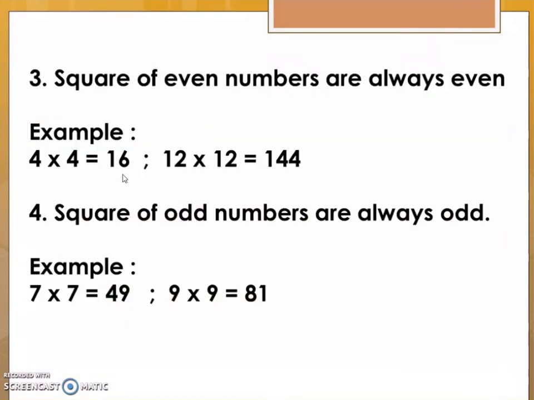Third property is that square of even numbers are always even, and fourth is square of odd numbers are always odd. And few examples I have written down here to prove that.